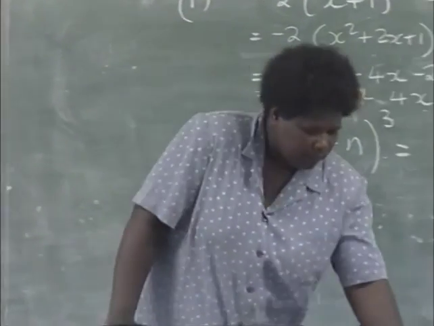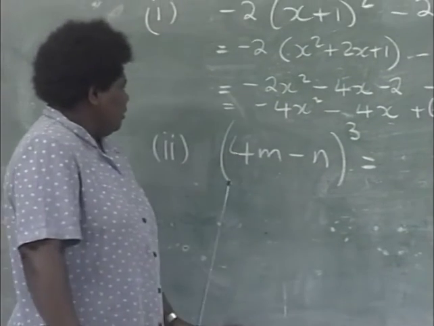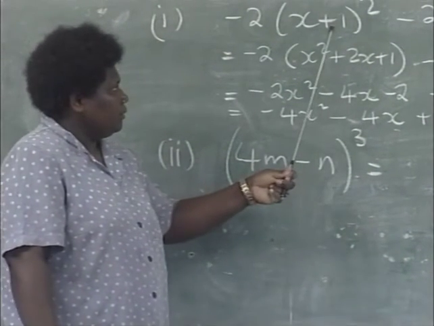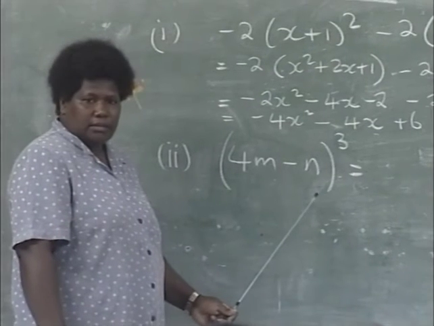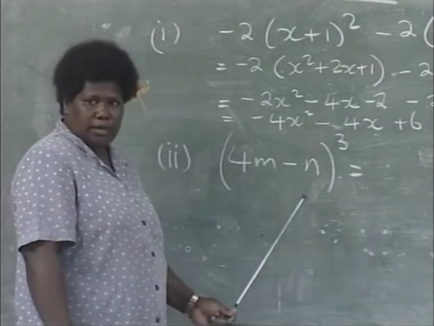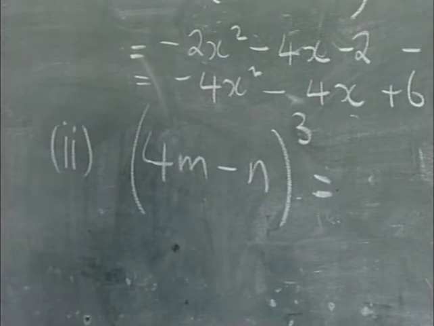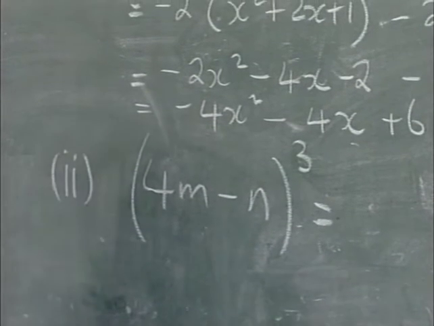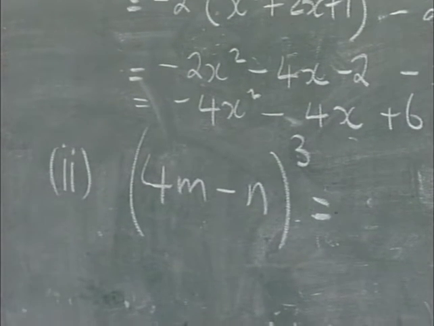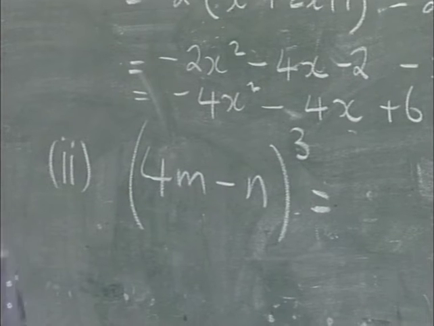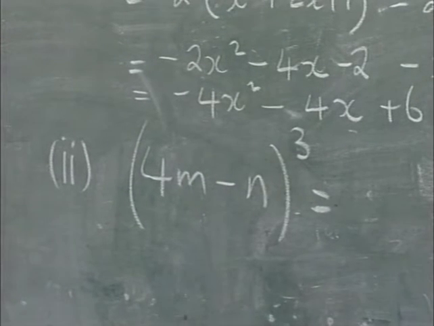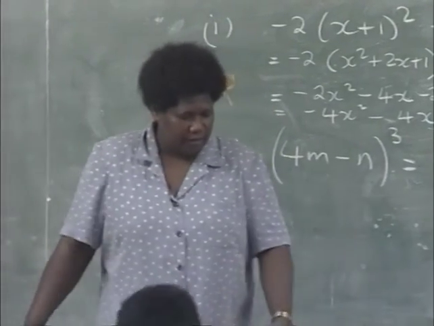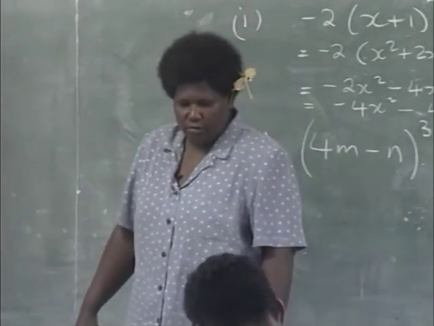Okay, next one, note. The rule that you follow when you square is you don't use the same rule here. All right, I want you to note that 4m minus n cubed is 4m minus n times 4m minus n times 4m minus n. You finished? Okay, some people haven't done that yet. I'd like to give you a chance to do that correctly.